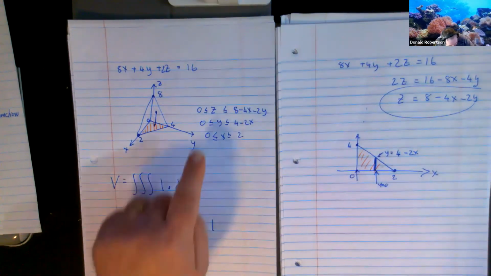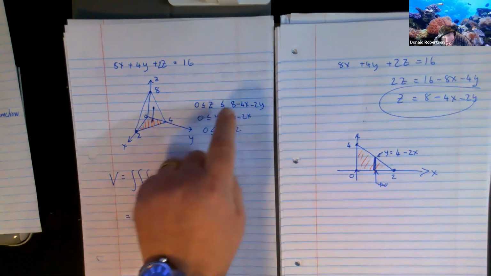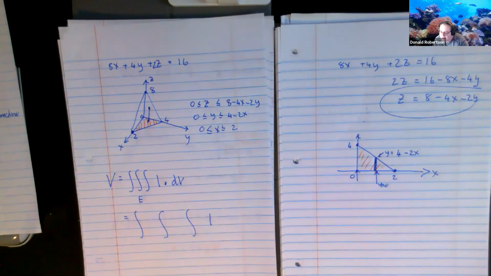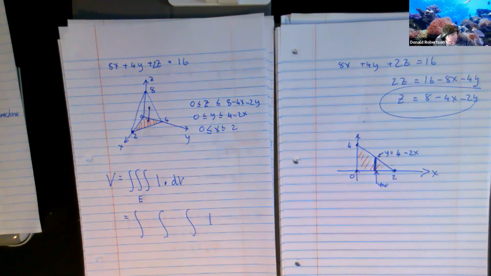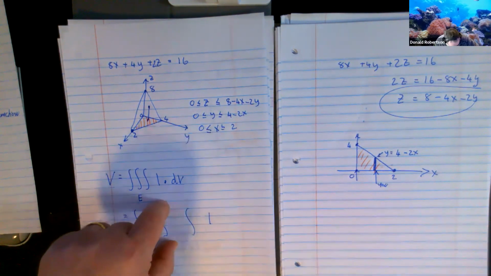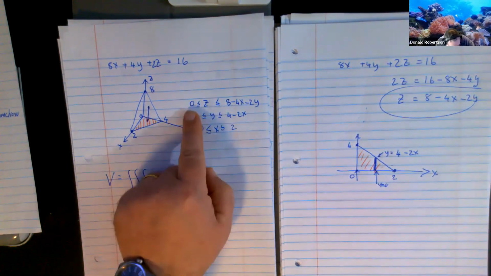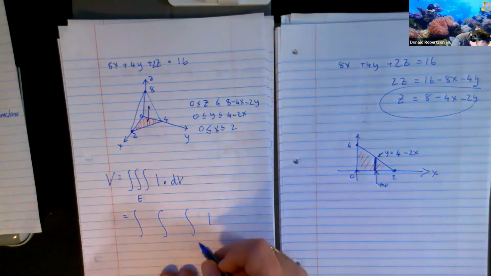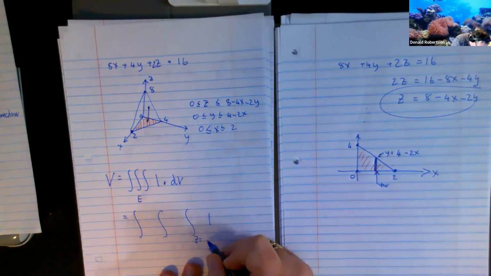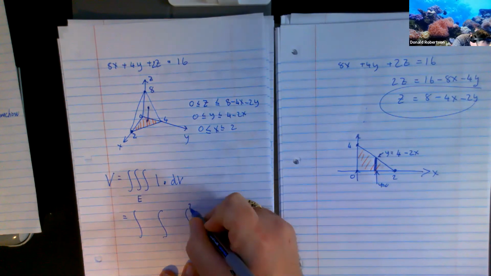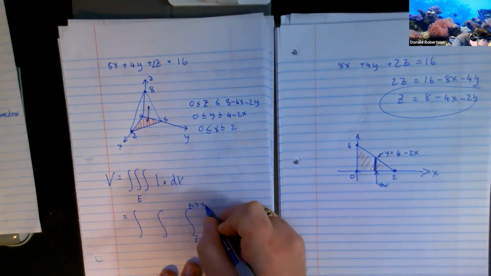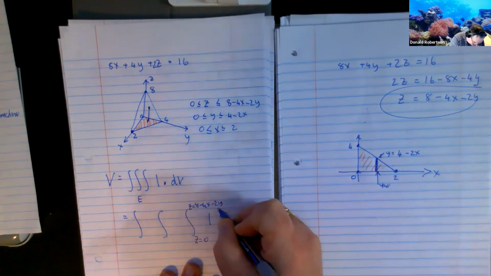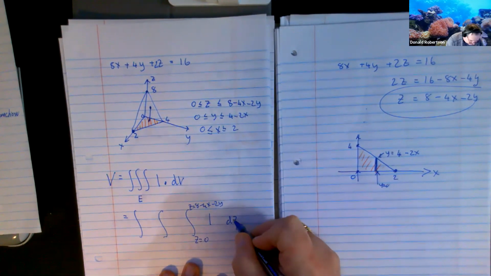Now in this story, we have x's, we have y's, we have z's, right? And we have to figure out now where they go in the scheme of things. Z's got the most variables, so he goes right here. So 0 to 8 take away 4x take away 2y. And so dz gets done first.